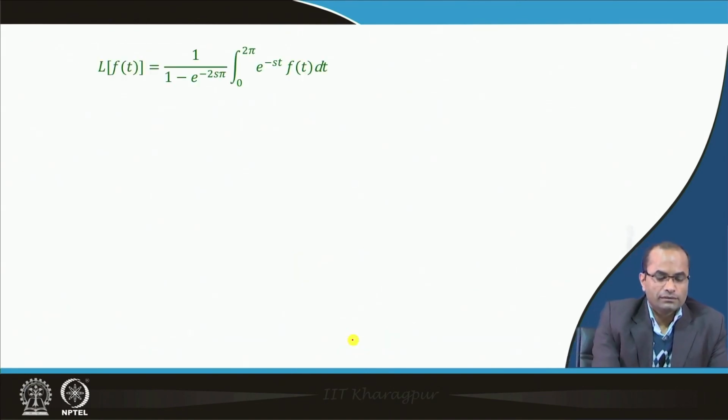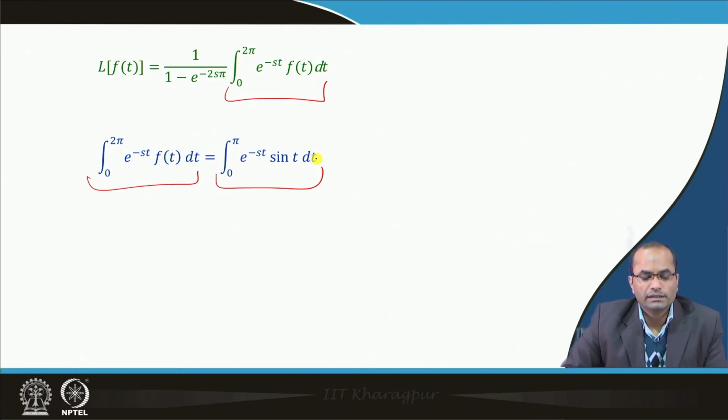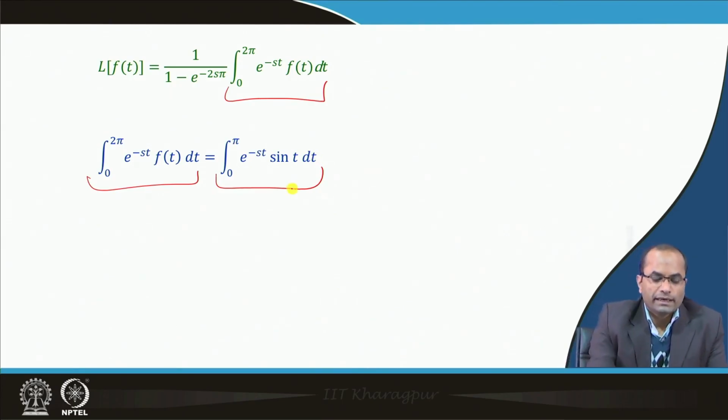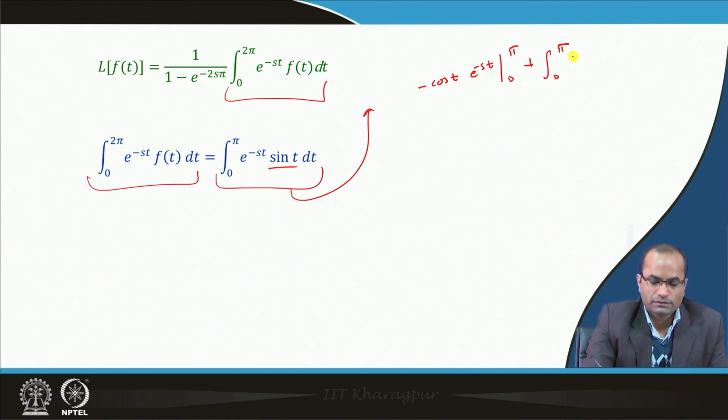So, we have this situation that the integral 0 to 2 pi of f t dt is the integral 0 to pi of e power minus s t sin t dt, which can be integrated by parts. So, here sin t, when we integrate, will be minus cos t, and then we have e power minus s t, with limits 0 to pi, and then we have minus the integral 0 to pi, the minus minus will be plus, of cos t and e power minus s t with the minus s, and then dt.